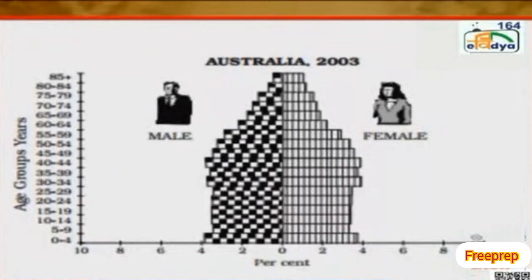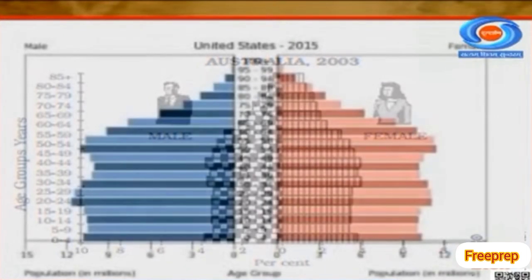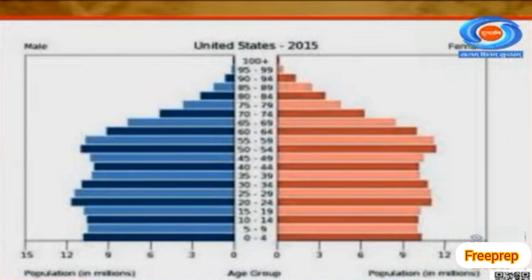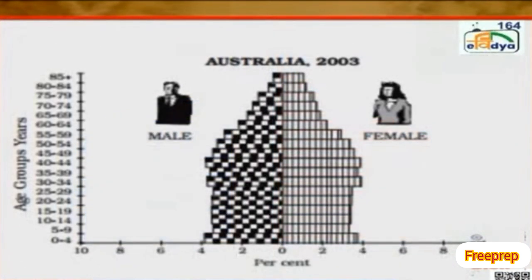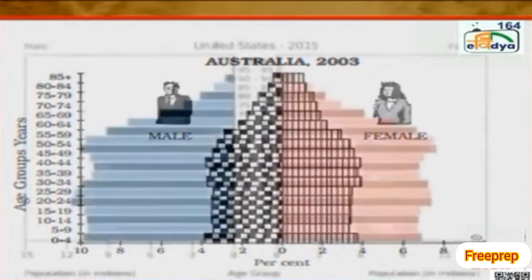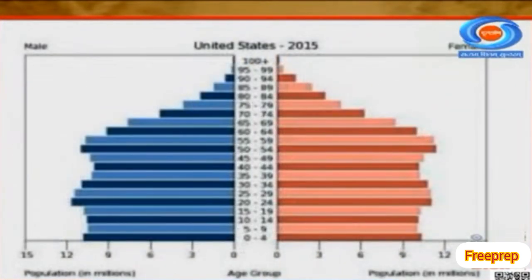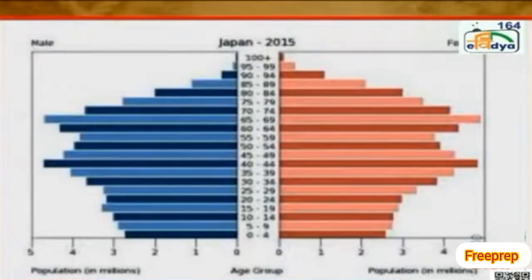The Australian and the US population shows a significant number of residents aged 80 and above, showing that increased longevity is much more in these two countries. Now comes the third pyramid, that is the declining population. This pyramid has a narrow base and a tapered top, showing low birth rate and death rate.